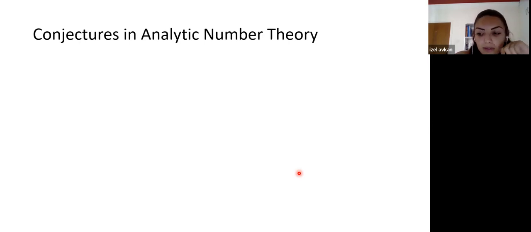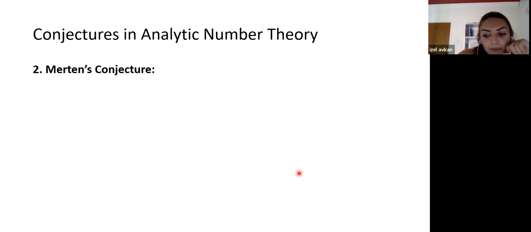And lastly, I want to talk about Mertens conjecture, which is a striking example of a mathematical conjecture proven false, despite a large amount of computational evidence in its favor.